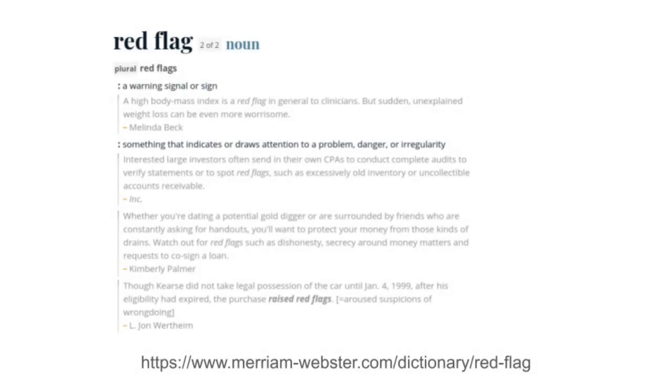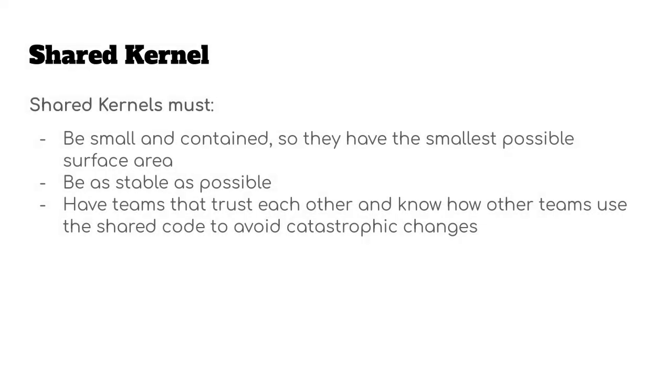Understandably, this raises some alarm bells, as it goes against one of the major directives of domain-driven design, that of ownership. Due to all of the reasons explained before, it is important to know that shared kernels should be as small and contained as possible in order to reduce their surface area. The shared code must also be as stable as possible.